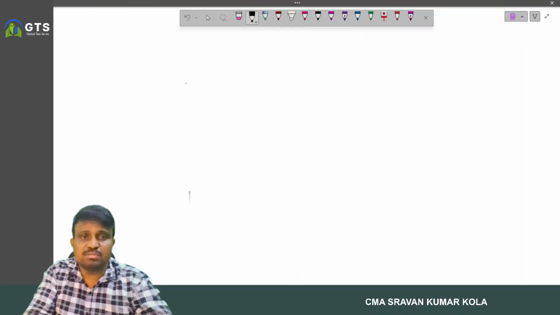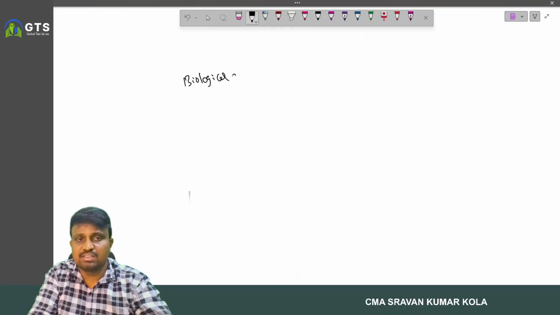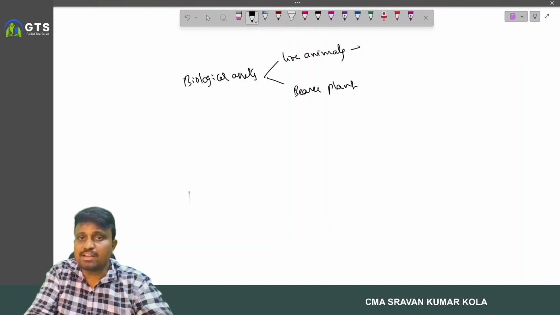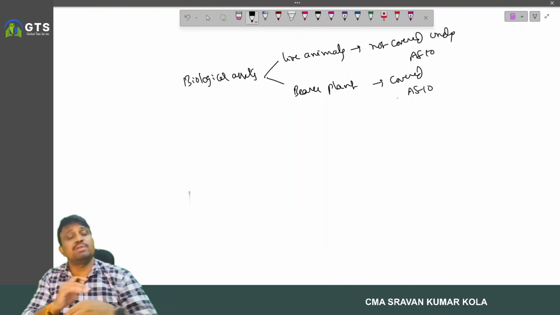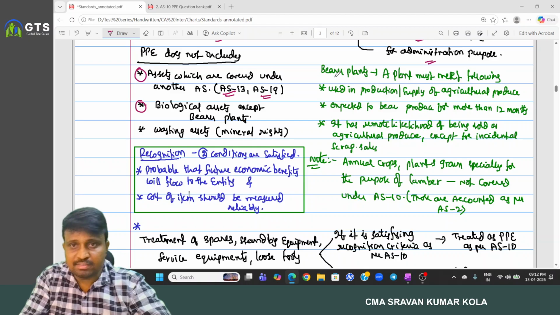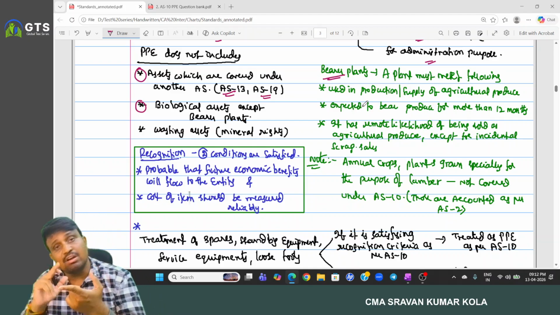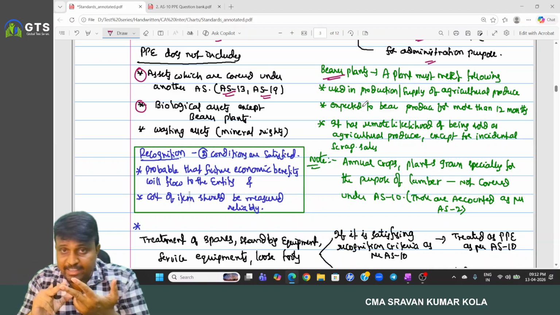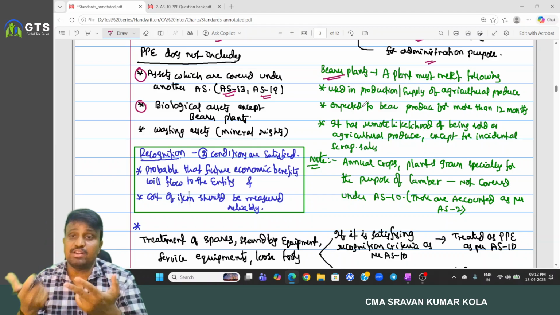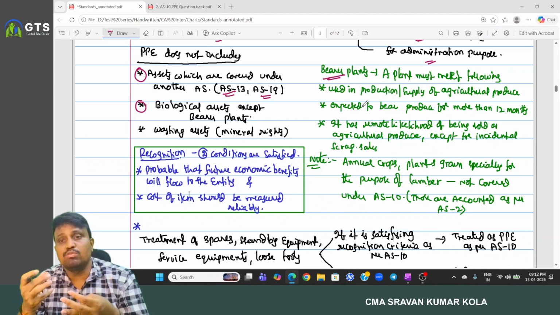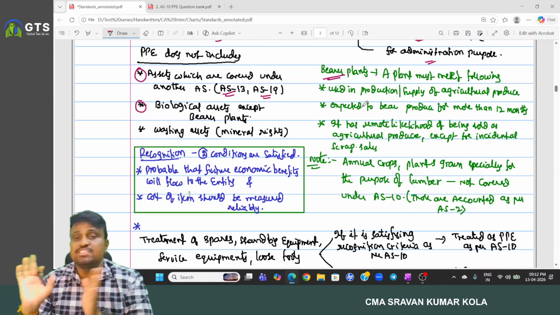Remember, biological assets cover two things: one is live animals, and another is the bearer plant. Live animals are not covered under AS-10, but bearer plants are covered under AS-10. What is meant by a bearer plant? A bearer plant is a plant which is used in the production or supply of agricultural produce, is expected to bear produce for a period of more than 12 months, and has a remote likelihood of being sold as agricultural produce except for incidental scrap.